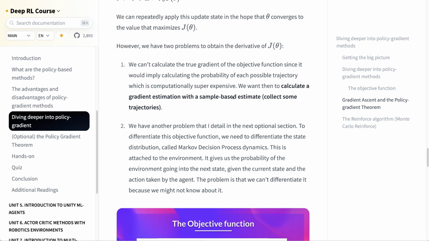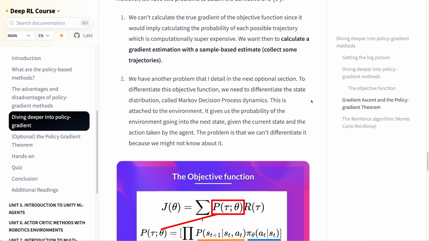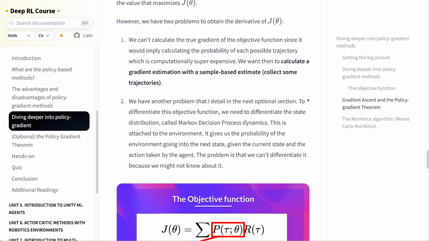Problem number two, we have another problem that I detail in the next optional section. To differentiate this objective function, we need to differentiate the state distribution, called Markov decision process dynamics. This is attached to the environment. It gives us the probability of the environment going to the next state, given the current state and the action taken by the agent. The problem is that we can't differentiate it because we might not know about it. We'll see that in the next section for more explanation. But we have these two problems. One is we must sample. And two, it seems like we might not know these probabilities.